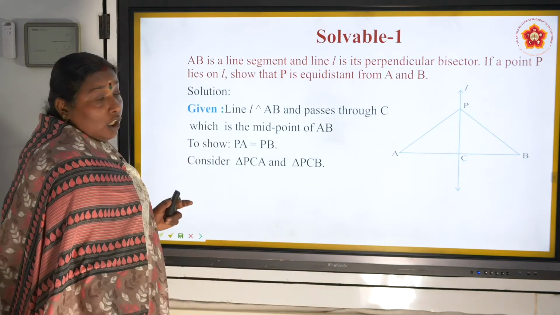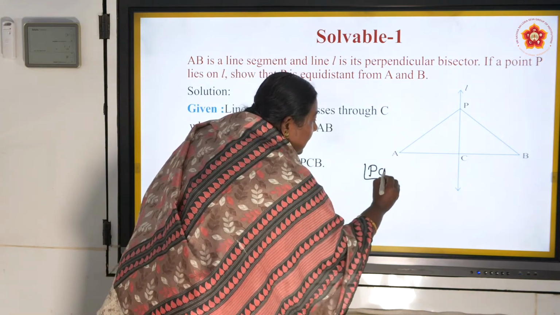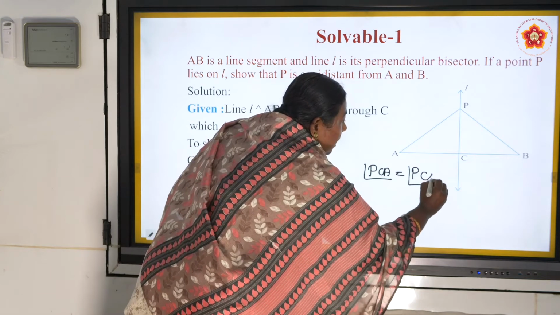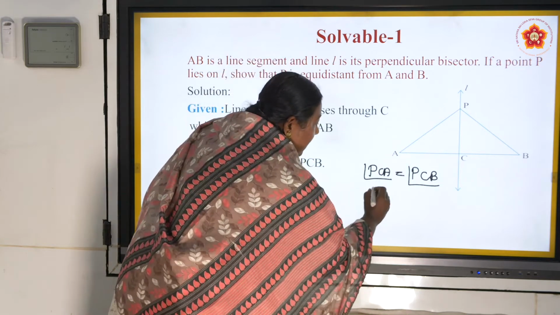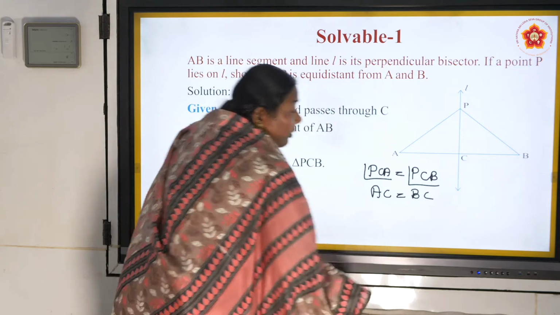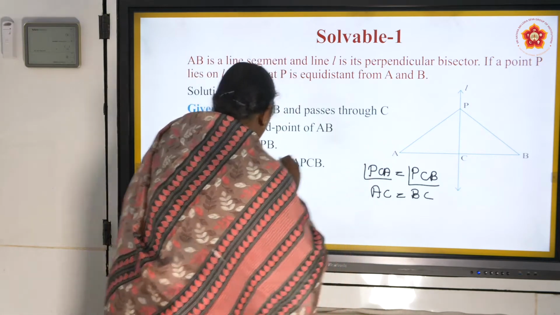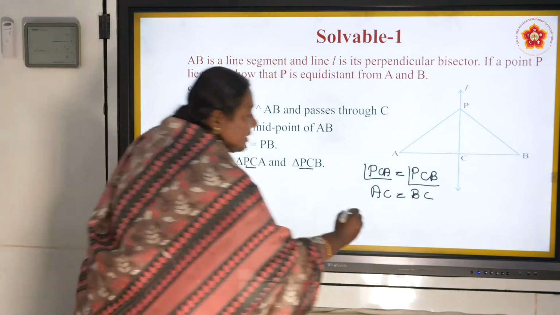So in this, what all is there? Angle PCA is equal to angle PCB. Why? Because both are 90 degrees. Next, AC is equal to BC. Why? Because of the perpendicular bisector. Next, this PC and PC in both triangles, so it is common.